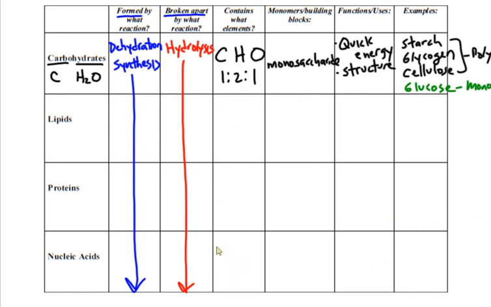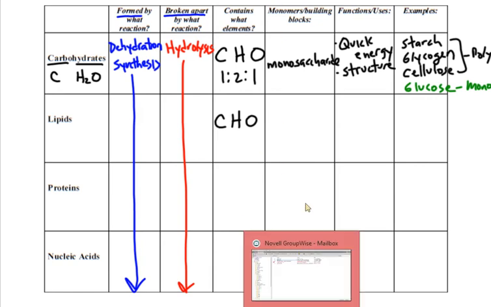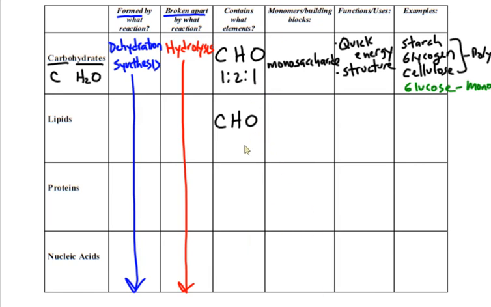Lipids, on the other hand, they also are going to contain carbon, hydrogen, and oxygen. However, they do not have that distinctive 1:1 ratio. The monomers are building blocks. They do not have a true monomer. Our 3 types of lipids have 3 completely different shapes.